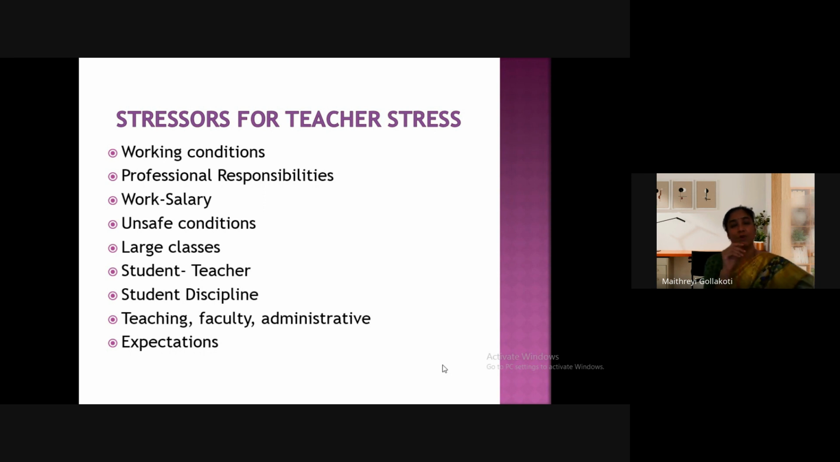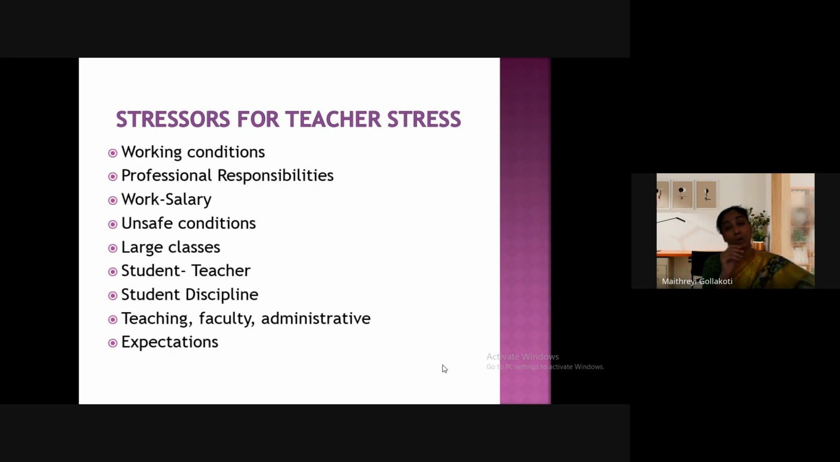The next thing is professional responsibilities. Nowadays, we see that there are a lot of responsibilities that are given to teachers apart from teaching. Okay. Previously, teachers had less responsibilities compared to now.